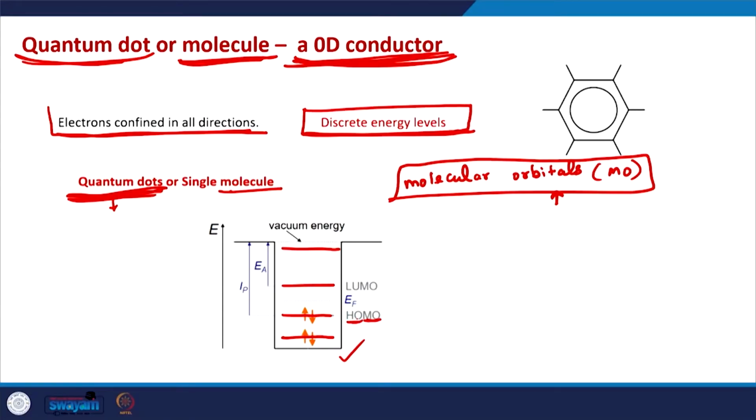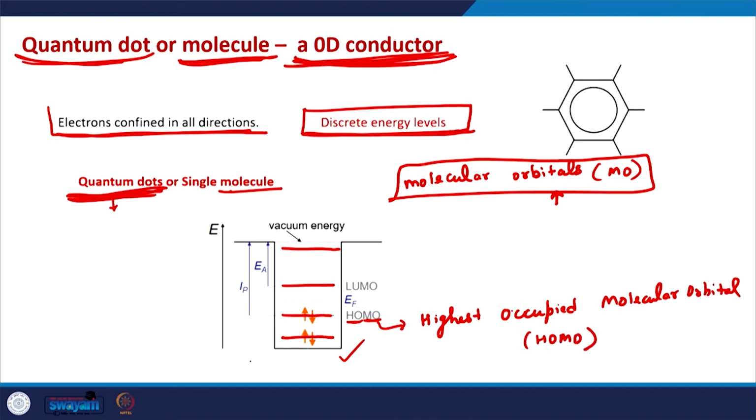the highest occupied molecular orbital, or HOMO orbital. Similarly, the lowest unoccupied orbital is known as the LUMO orbital, the lowest unoccupied molecular orbital. This is the orbital that has energy just above the highest occupied molecular orbital.